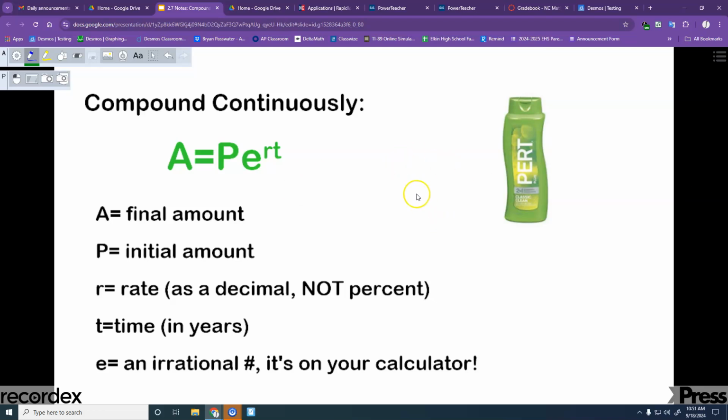All right, let's look at how to do this problem. In this equation, P is your principal or your initial amount. E is a number. You're just typing in E for that.